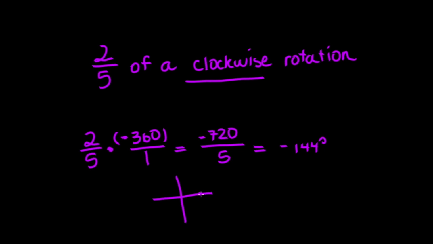I know from my starting point to here is negative 90 degrees. 144 minus 90 equals 54. So we're going to go a little over halfway.